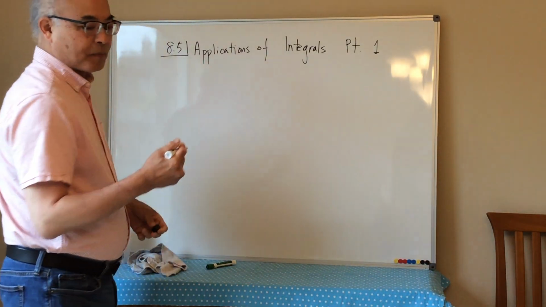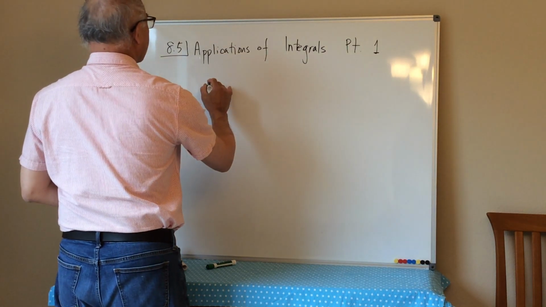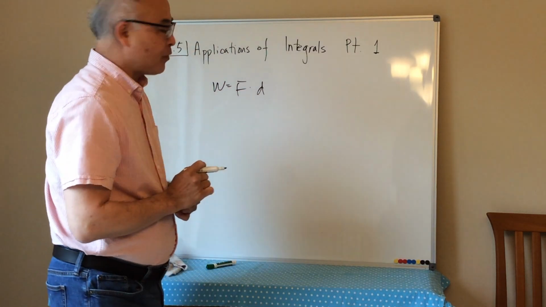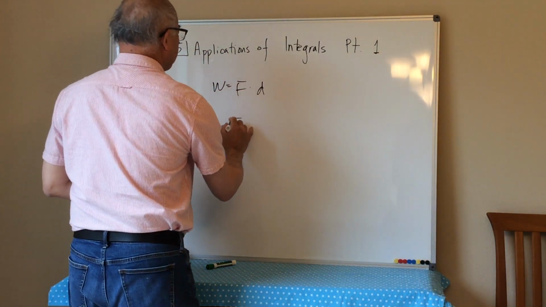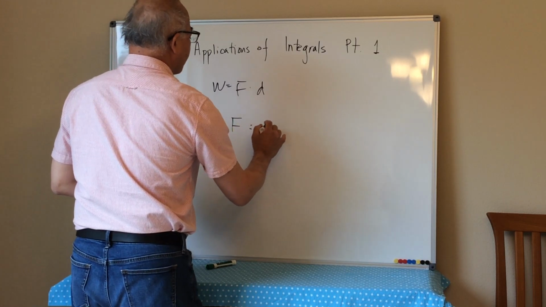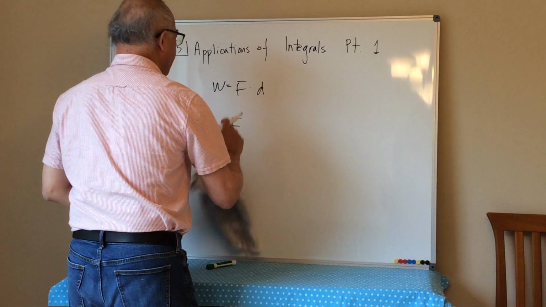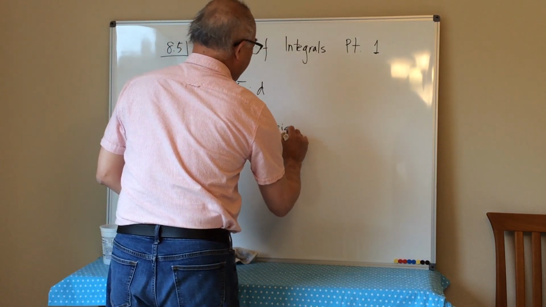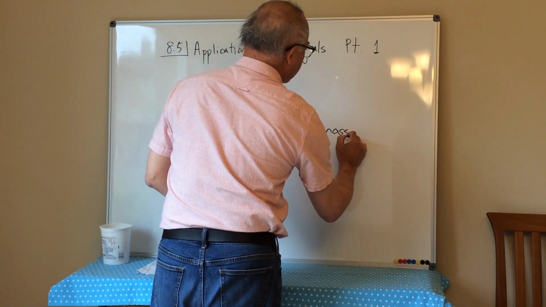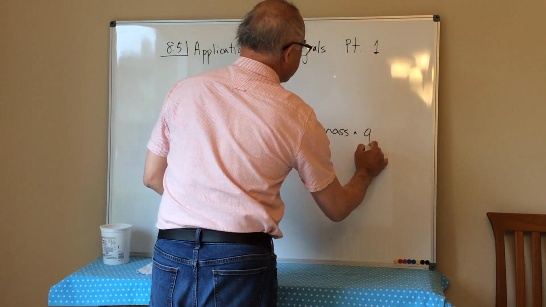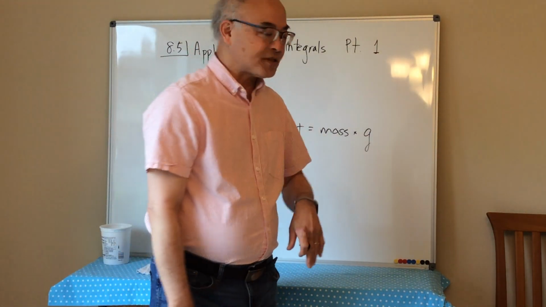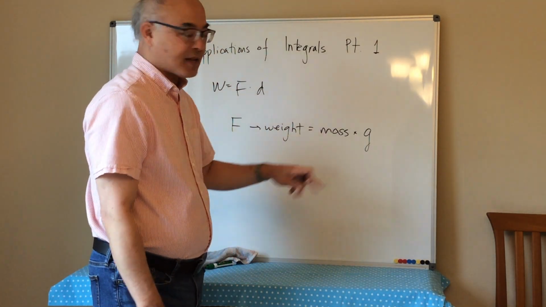So one of the things that we're talking about is work. Work is equal to force times distance, and we know that, right? Force is basically, what we're mostly going to talk about is weight. So force is weight here. Weight is calculated by mass times g, which is the gravitational acceleration. So we're going to have mass times g.